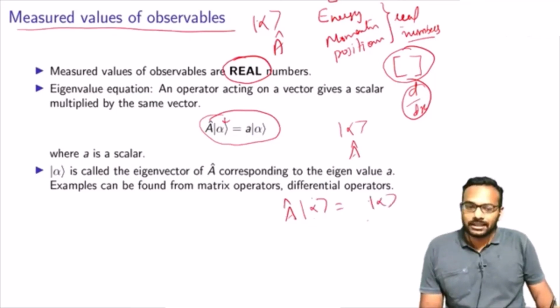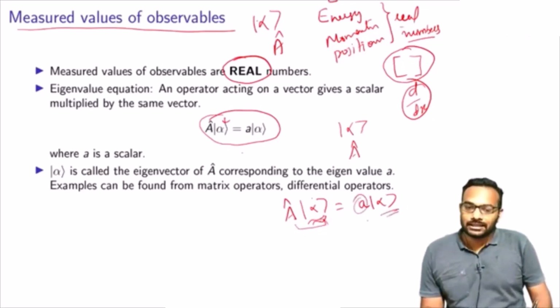It doesn't change the state, multiplied by some number. This is also there. So there are some special states corresponding to an operator, right? And when the operator acts on the special state, it does not change the state. It gives you exactly the same state multiplied by a number. And in this case we call this equation an eigenvalue equation.